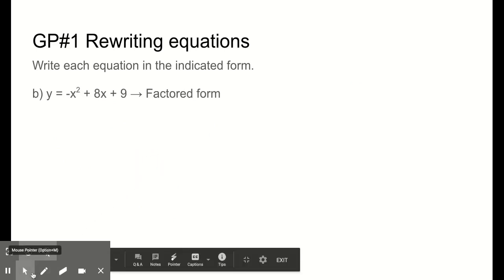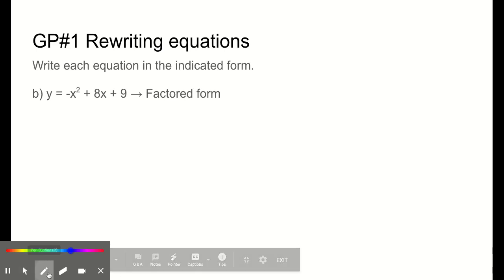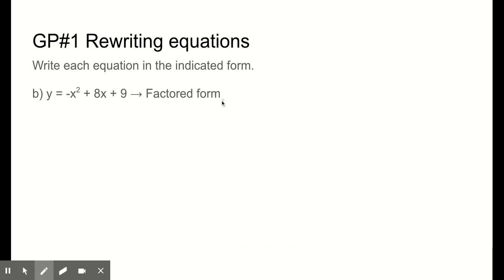This time we have an equation in standard form, and we're asked to rewrite it into factored form. So we're factoring this polynomial here, just like we've been doing in this unit. Now notice that we have this leading coefficient, or this a value, that's negative. Anytime you have a negative a value, you need to factor out the negative as part of your GCF.